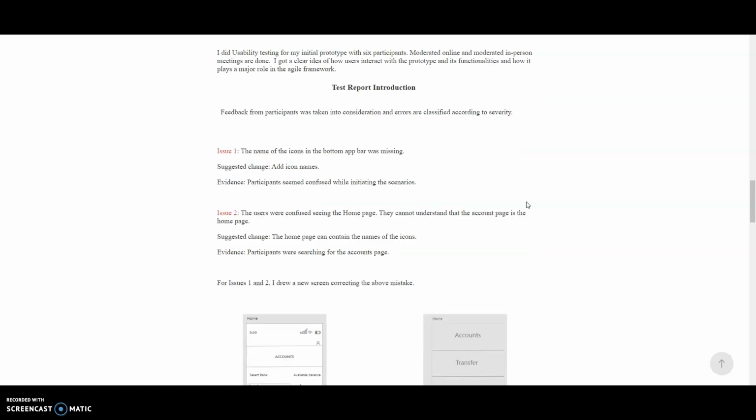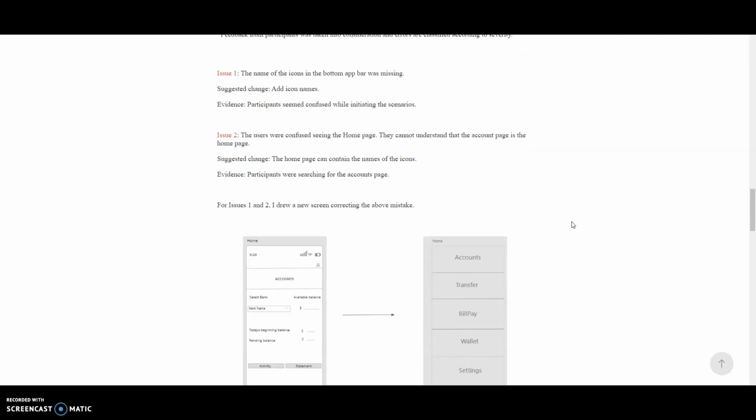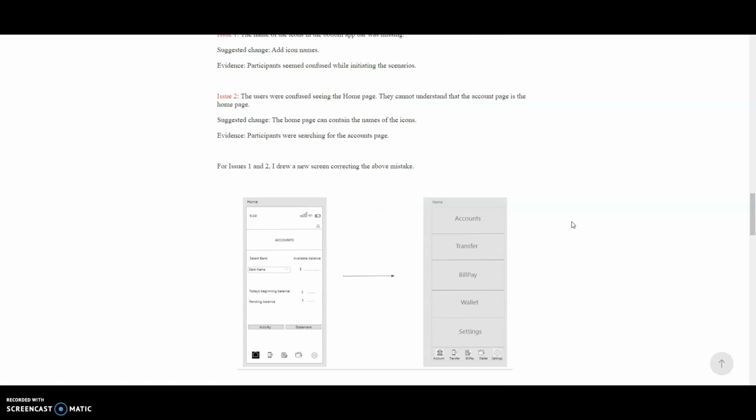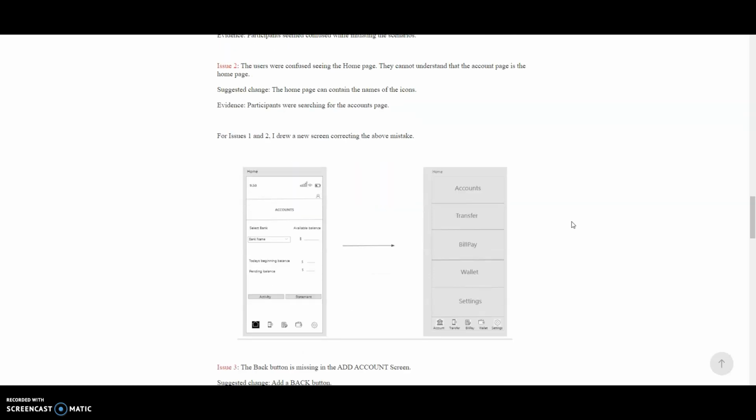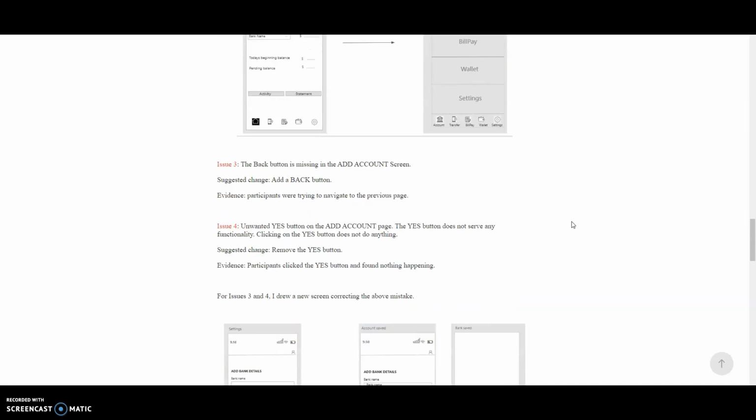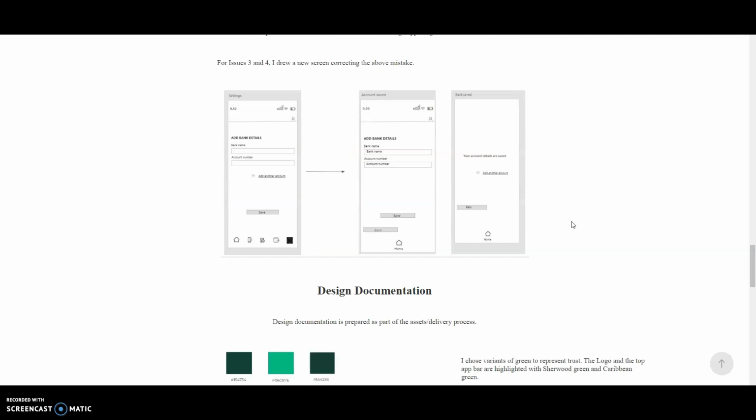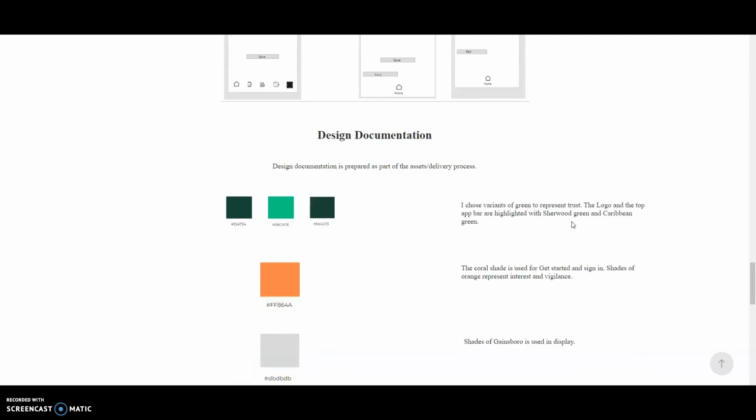Some issues were raised by participants. The first issue was that the names of the icons in the bottom bar of the app were missing, and some suggested changes were given. The second issue was that users were confused seeing the home page. They could not understand that the account page is the home page. So these two issues were taken care of, and new screens were developed based on that. There are a few more issues. There were 4 issues, and all the screens were redesigned accommodating all of them.